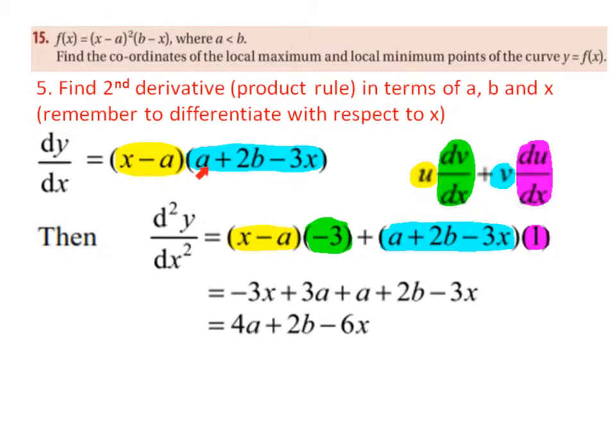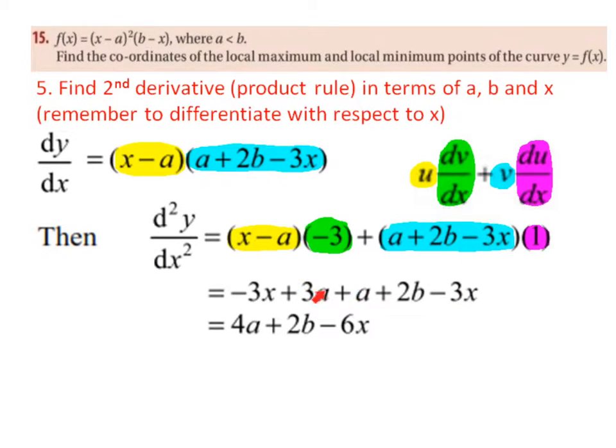So this term a has no x value, so we can't differentiate. This term 2b has no x value either. So minus 3x is the only term that has an x value, so the derivative of minus 3x is minus 3. We bring down the plus, we bring down the v, which is a plus 2b minus 3x, and then we differentiate u with respect to x. The derivative of x is 1, and we can't differentiate minus a with respect to x. Then we multiply. So x times minus 3 is minus 3x, minus a times minus 3 is positive 3a, and then a times 1 is a, 2b times 1 is 2b, minus 3x times 1 is minus 3x.